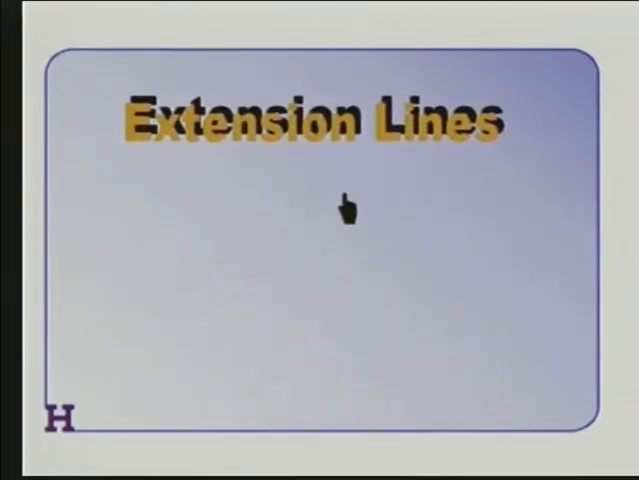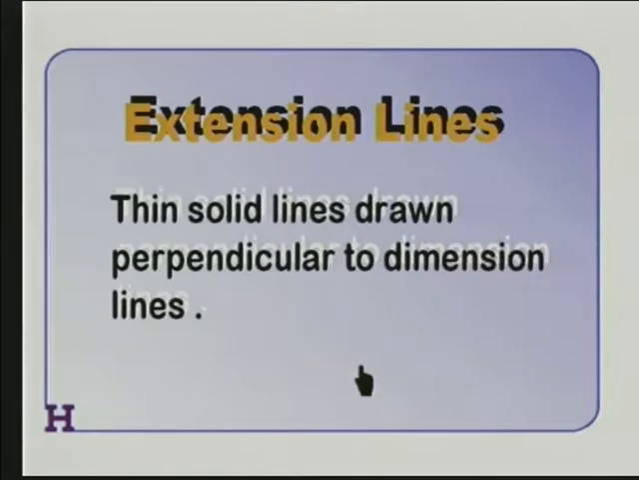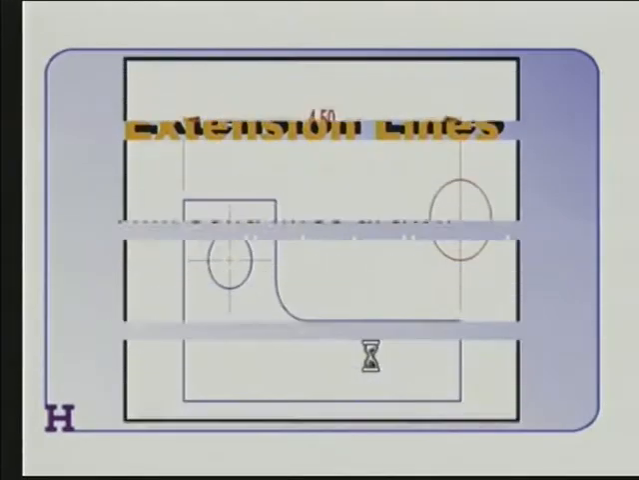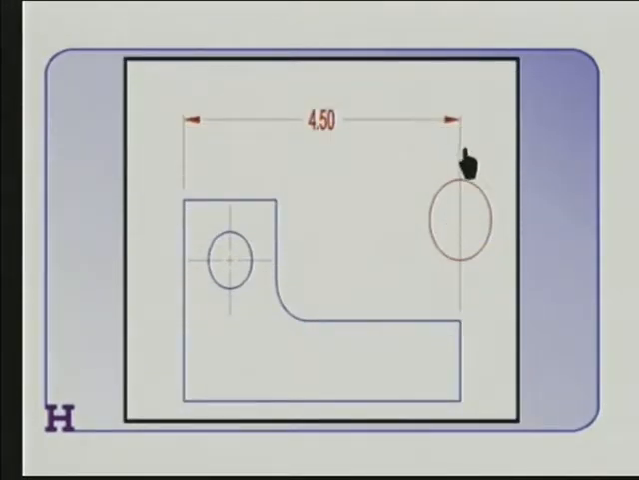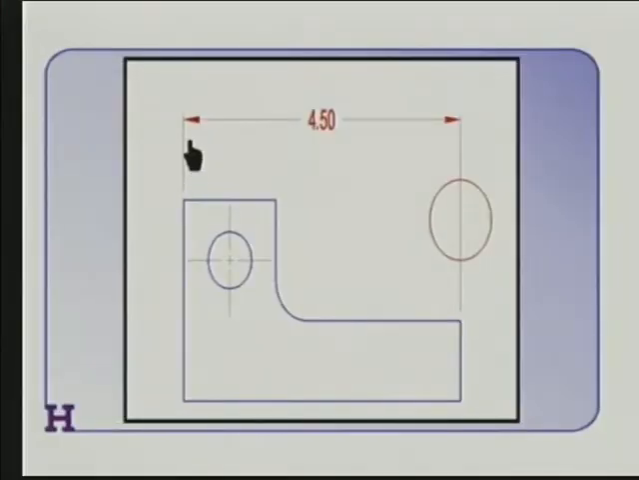Next, we need to talk about extension lines. Extension lines are thin, solid lines drawn perpendicular to dimension lines, and they show exactly where the dimension is referring to as far as the object goes. Here's an extension line, and on the other side is another extension line. By the way, sometimes you'll see these referred to also as witness lines. But if you see in a book someplace somebody referring to witness lines, you know they're talking about extension lines. The two words mean the same. So the extension lines show the extent of the dimension, and they're always drawn perpendicular to the dimension line itself.